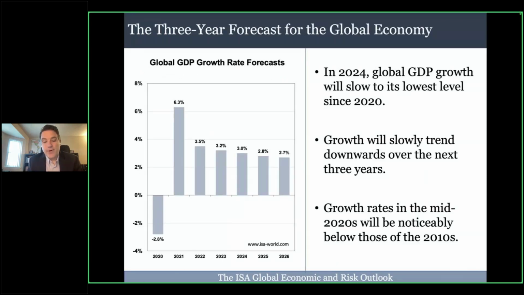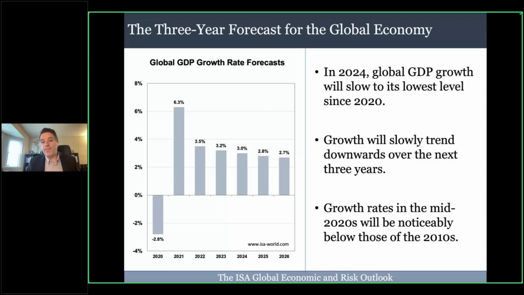As we talked about, we expect the global economy's final growth rate to come in at 3.2% for 2023. We're predicting 3% in 2024. That's a significant increase to where we were a few months ago. I think we were at 2.7 or 2.8% at the beginning of the year. So the outlook has brightened. We do expect growth to slowly trend downwards over the next couple of years, so a little bit below 3%.